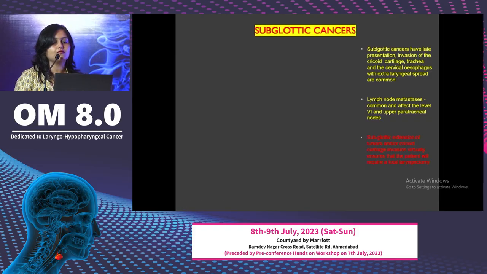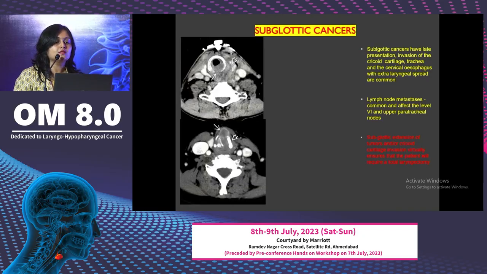Subglottic cancers have a late presentation, with invasion of the cricoid cartilage, adjacent trachea and cervical esophagus, with extralaryngeal spread, which is common. So here is an example of the subglottic cancer, and it is very important for us to give the information to the clinicians about what is the length of the trachea being involved.